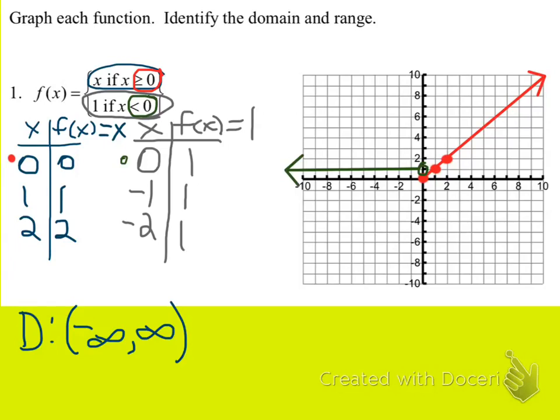Recall that when we're looking for the range, we must look at the graph from bottom to top. So what's the lowest that this graph goes? Well, let's look again. It doesn't get any lower than this right here, so that would be 0 for the range, is the smallest that it could be. And then it continues on forever, and it keeps going up and up and up. So the lowest that this graph could be would be 0. It gets a bracket because it includes 0. It's a closed circle there. And then it continues on to positive infinity.